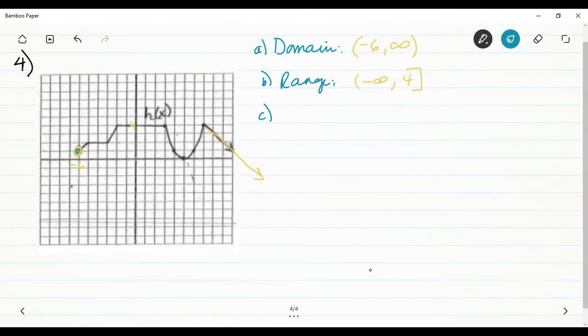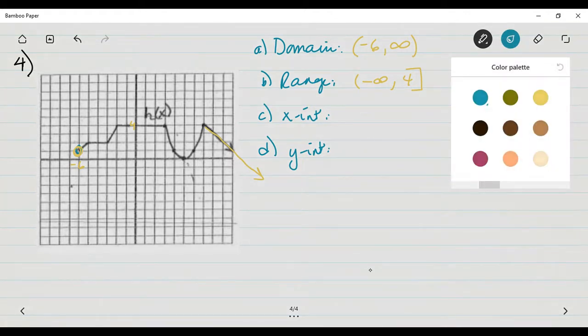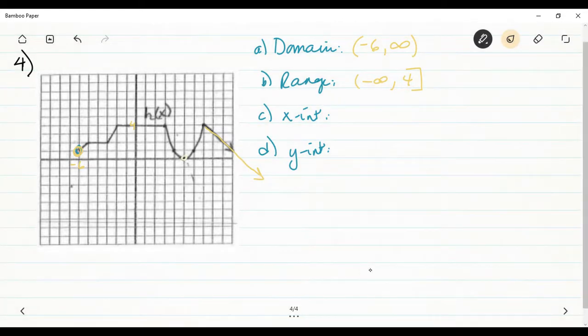Part C and D are x and y intercepts. Our x-intercepts, looking at our graph all the way across, we can see that there's actually only one intercept here at 5. But notice since I extended this line out here, we have a second x-intercept. Not everything is always going to be on the picture. You do have to go a little bit beyond.